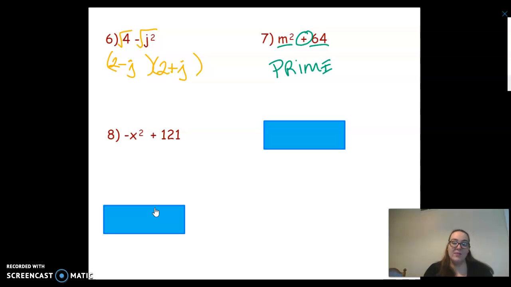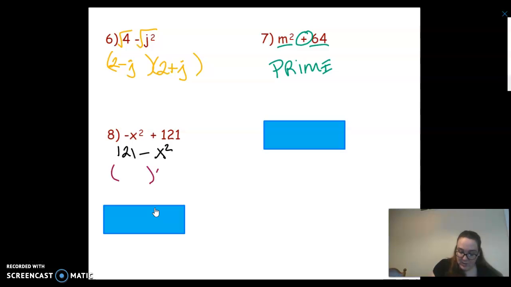8. Negative x squared plus 121. Now, right now, are they perfect squares with no GCF? The answer to that is yes, but right now it looks like it's not a difference. But I can actually rearrange this to say 121, because it's positive, minus x squared, and it becomes the same as the one that's right above it on number 6. I can reorganize them if need be.